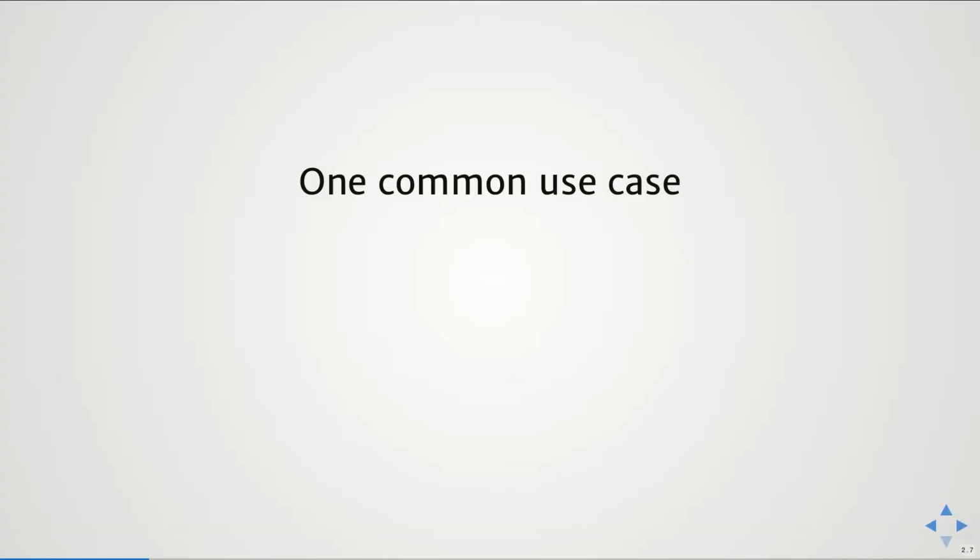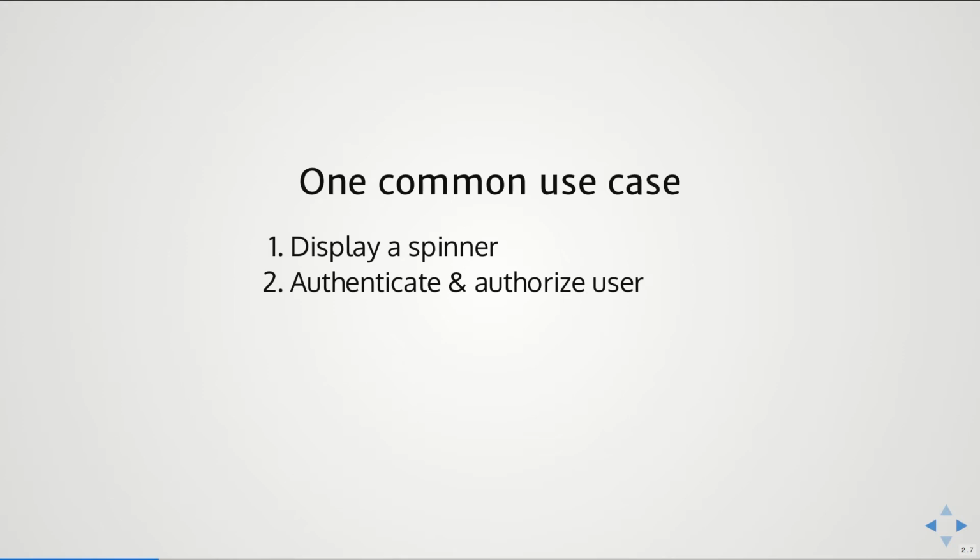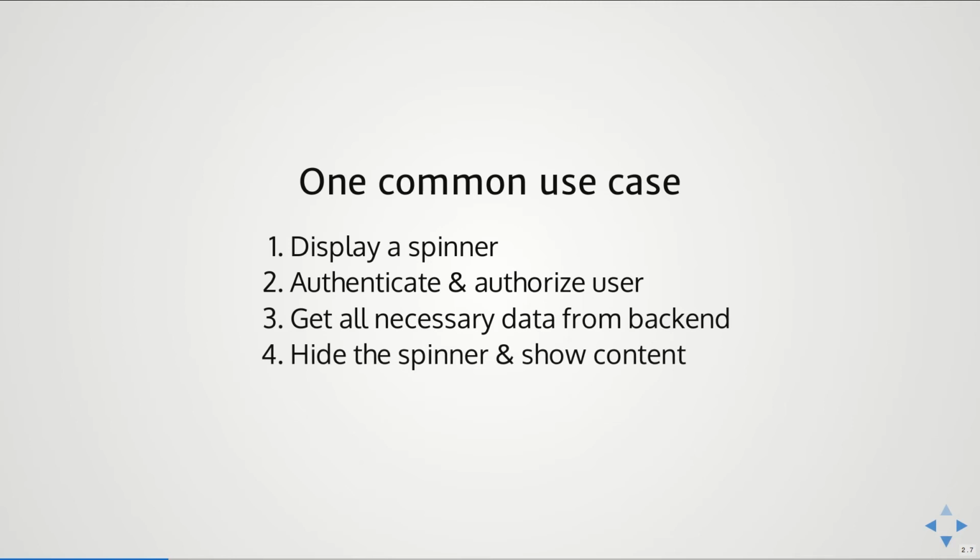One common case in applications that is also the underlying ground for GraphQL and Relay is that first of all, we display a spinner to the user. Then a request goes to authenticate and authorize the user. Then we grab all the necessary data from the backend while still rendering the spinner. And then we finally show everything to the user.